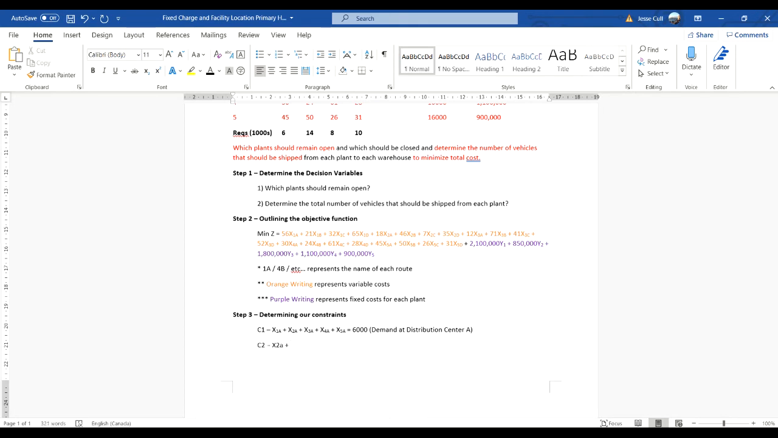X1B plus X2B plus X3B plus X4B plus X5B is equal to 14,000. And that represents demand at distribution center B. So we'll minimize again because that's only the name of the shipping route.